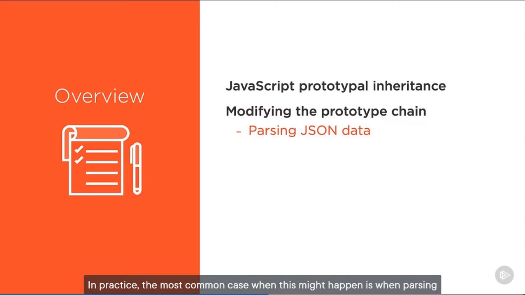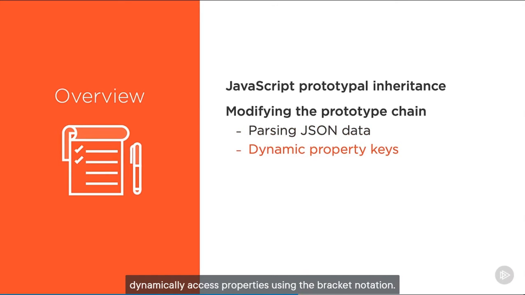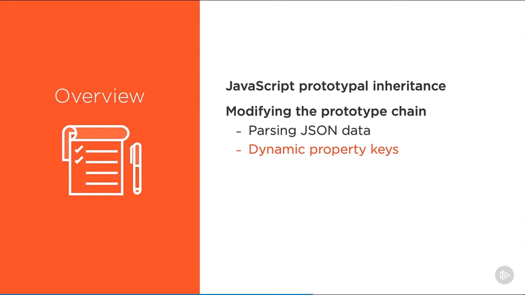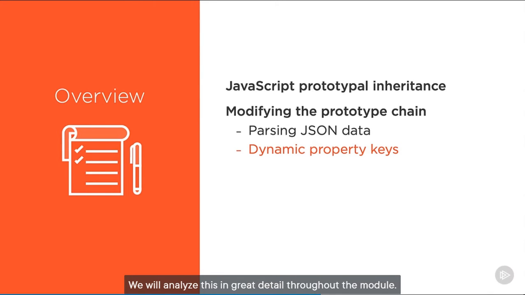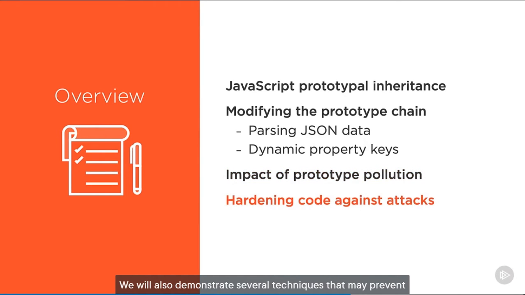In practice, the most common case when this might happen is when parsing untrusted JSON documents into JavaScript objects and using those objects to dynamically access properties using the bracket notation. We will analyze this in great detail throughout the module. We will also explain what the possible impact of prototype pollution attacks on our application could be. We will also demonstrate several techniques that may prevent prototype pollution attacks from occurring.